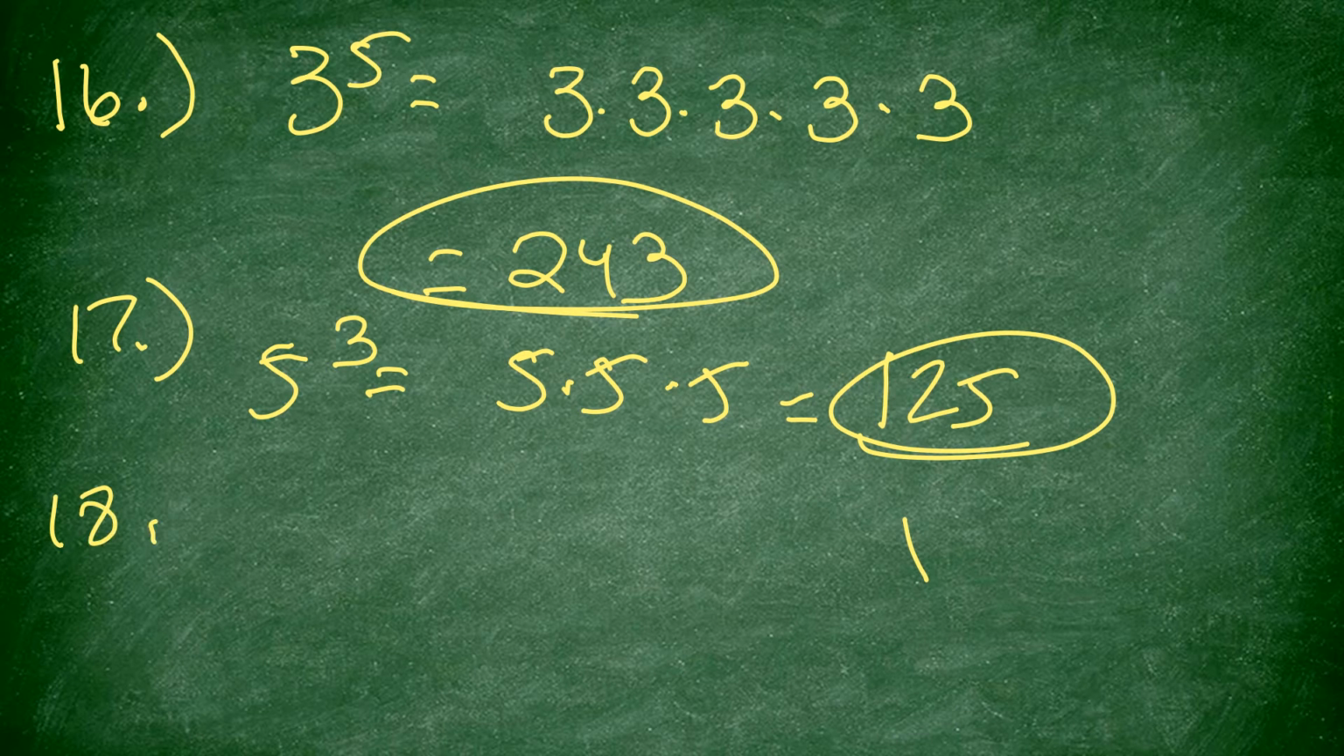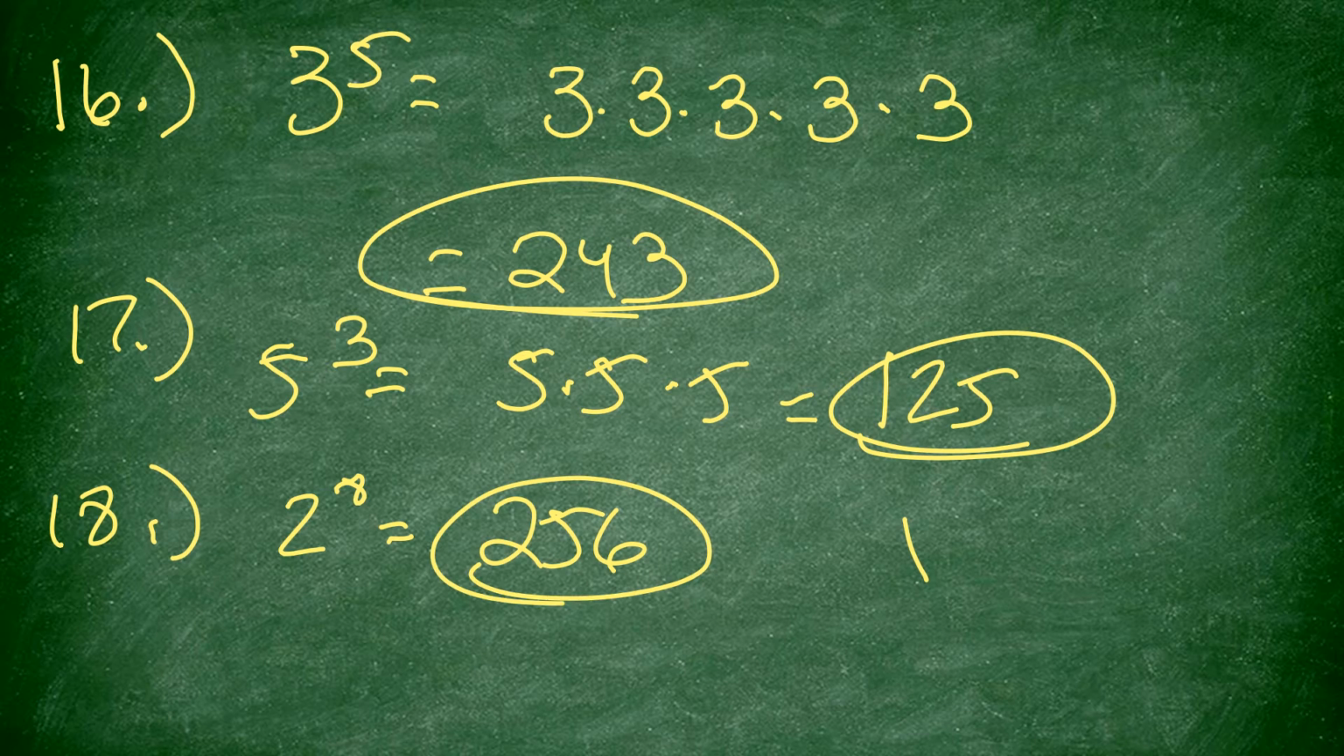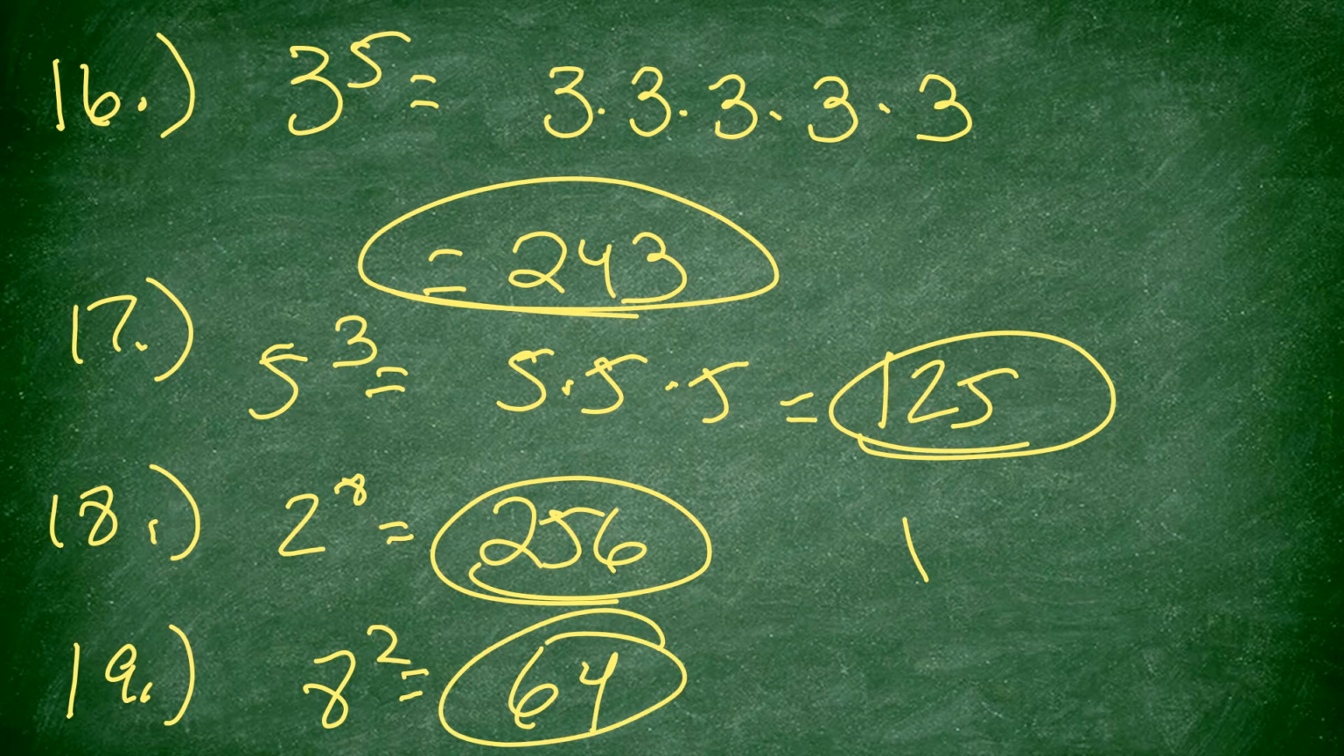18. 2 to the 8th, which is just 2 times itself 8 times. I'm not going to write that out. Which is 256. 19. 8 squared equals 64, because it's 8 times 8. All right? That's the first page.